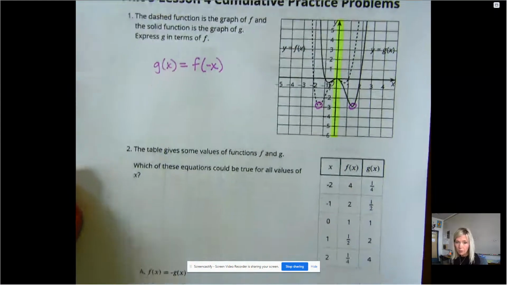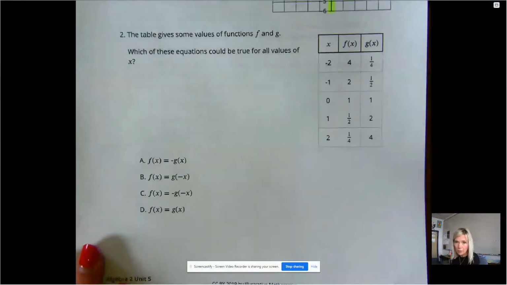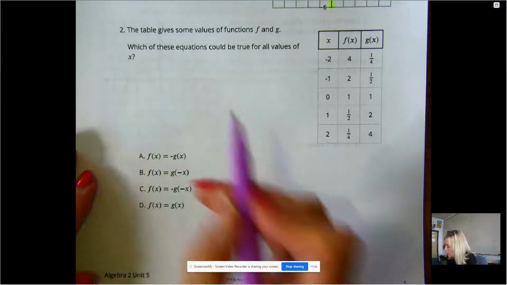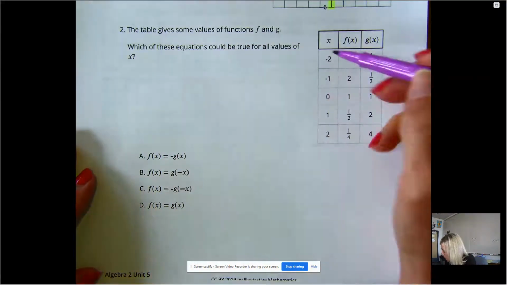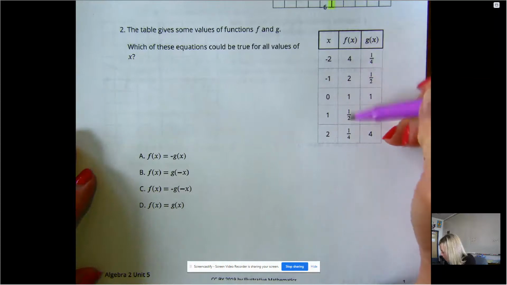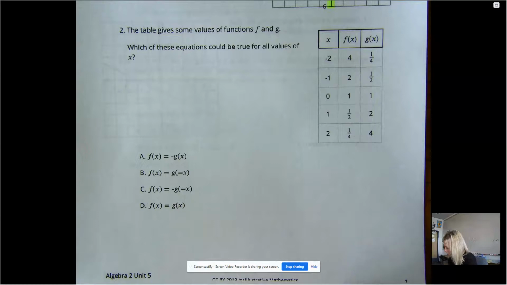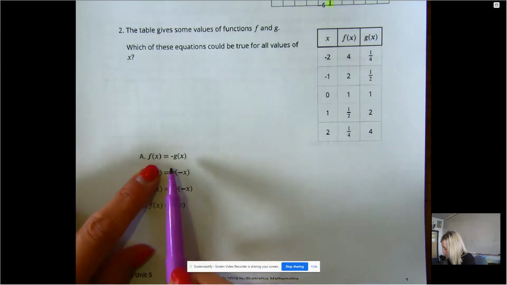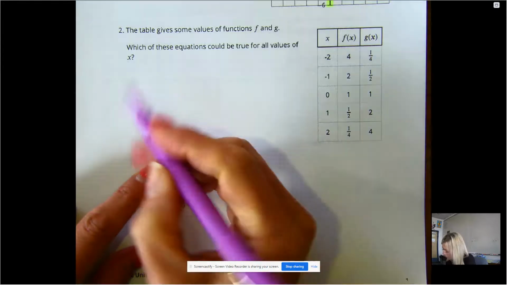Number 2, I'm going to start this one just kind of using a process of elimination. So the table gives some values of functions f and g. So here's x, and then here's f of x, and here's g of x. So in order for the first statement to be true, f of x and g of x would have to be like one's positive and one's negative. And that's not happening. They're all positive.